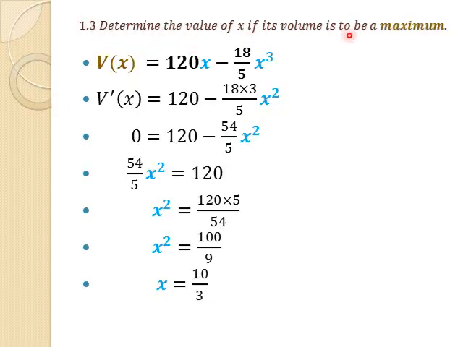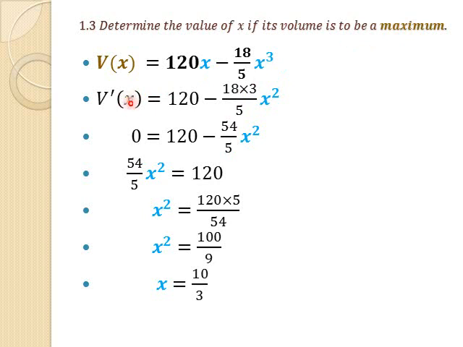Determine the value of x if the volume is to be a maximum. So once we have the equation, we can test now for maximum or minimum. Right, so my equation V(x) equals 120x minus 18 over 5 x cubed. Because it's a maximum, I'm going to have to find the first derivative. So first derivative, 1 times 120 gives me 120. 1 minus 1 is 0, x to the power 0 then falls away. 3 times 18 over 5, 3 minus 1 gives me x squared. So 18 times 3 gives me 54 over 5.